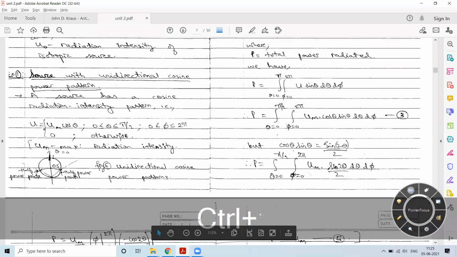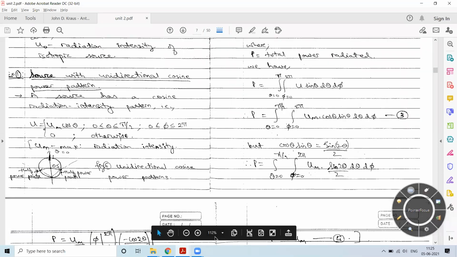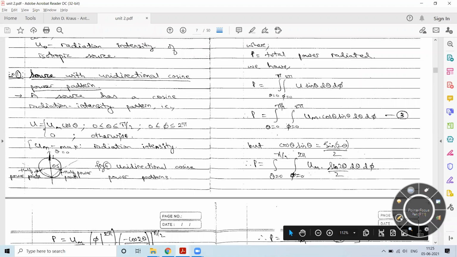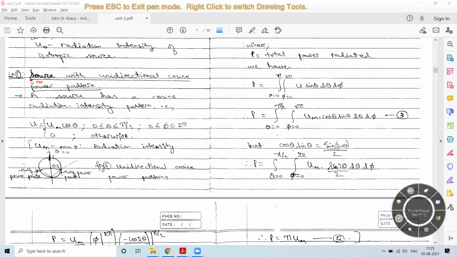So the first problem which we have is a source with a unidirectional cosine pattern. There is a source with a unidirectional cosine pattern. We need to identify what is the directivity of this antenna, which is having a unidirectional cosine power pattern.